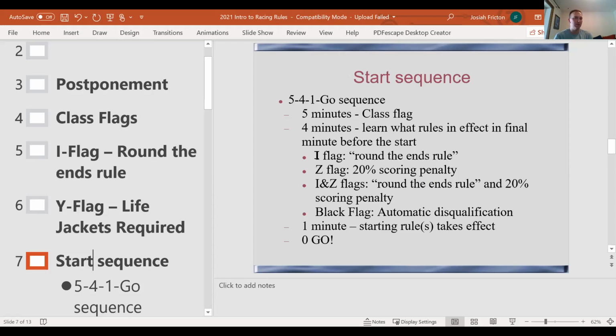That means if you're over early, you need to round the ends, but there's a couple other ones, a Z flag and a black flag that we've flown at the Die Hard Regatta occasionally, but we typically don't do that on our normal regular club sailing. So that's at 4 minutes to go. You'll hear a horn, and the I flag goes up, and then with 1 minute to go, the I flag comes down, and then at 0, you'll hear another horn, and that's when you can start.